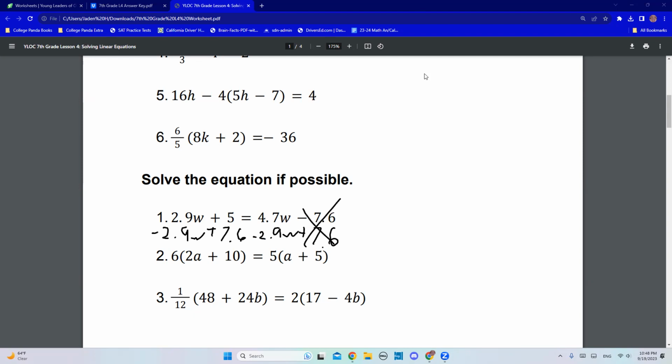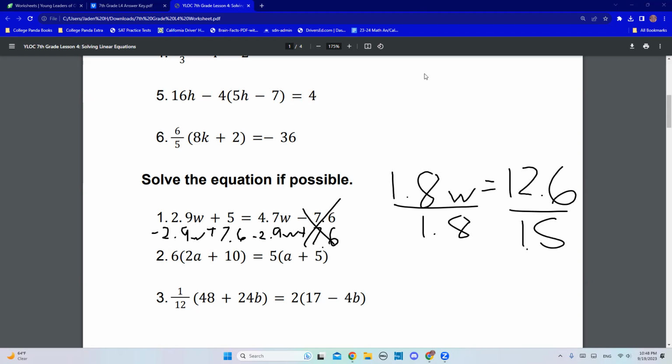So that basically leaves us with 1.8 W equals 12.6. Now we just divide 1.8 on both sides. And we are left with 12.6 divided by 1.8, which is 7. So W equals 7. All right, let's move on.